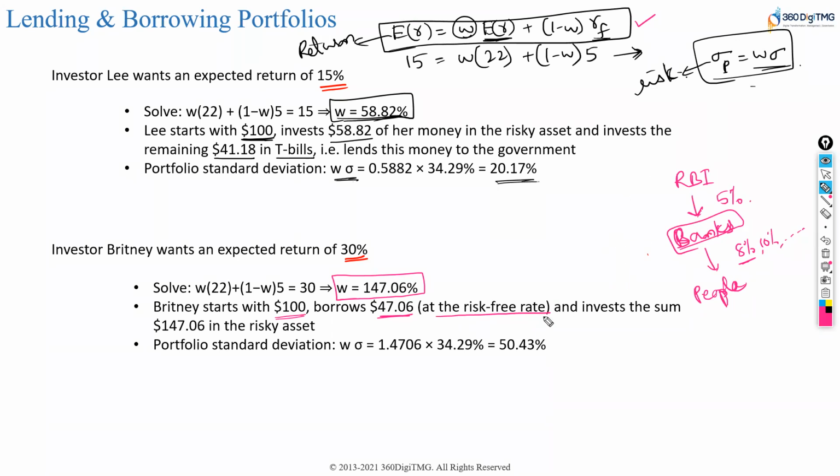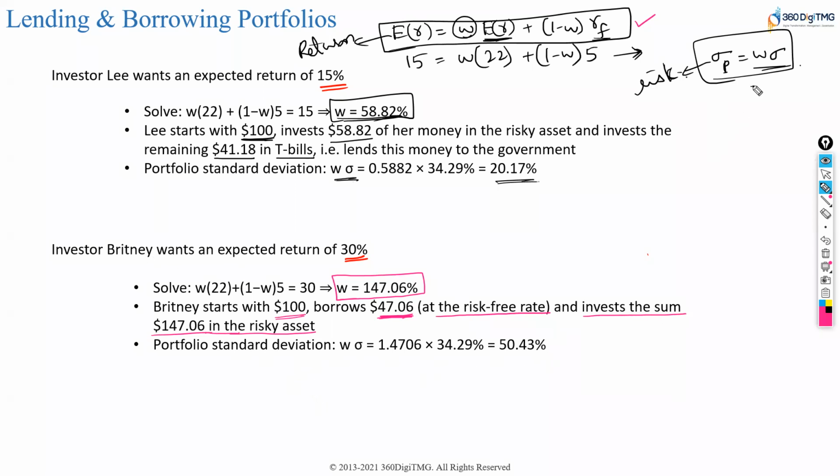But assume for now that Brittany is borrowing 47.06 at the risk-free rate, meaning at 5%. Usually it won't be at 5%, but for our understanding here, let us say that they are borrowing money at 5%. And they invest the sum, which is 147.06, in the risky asset. This person is investing in the risky asset.